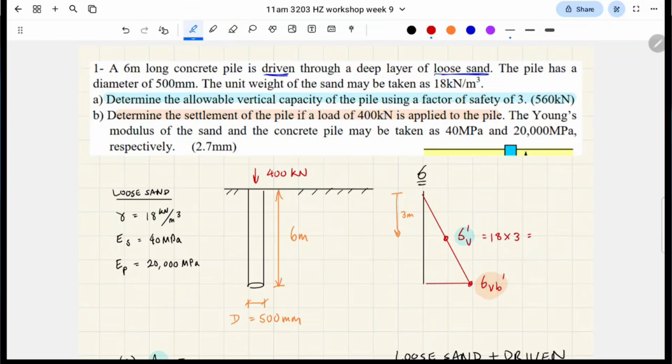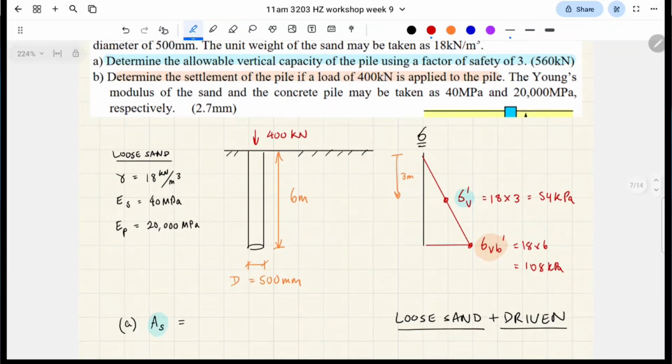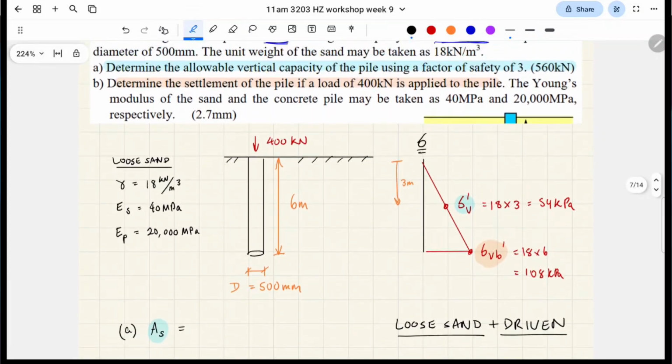So that's equal to, what is it equal to? 54 kPa. And to get the vertical stress at the bottom, we just multiply it by 6 instead. So 18 times 6. That gives us, what does it give us? 108. Right? Makes sense? Okay.